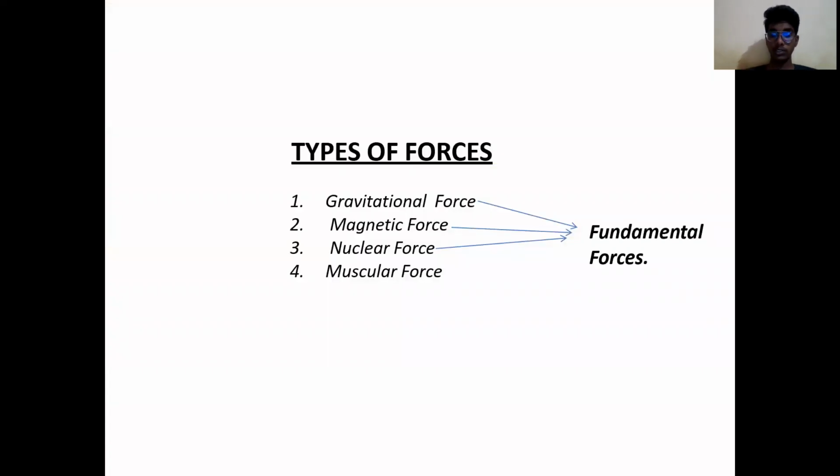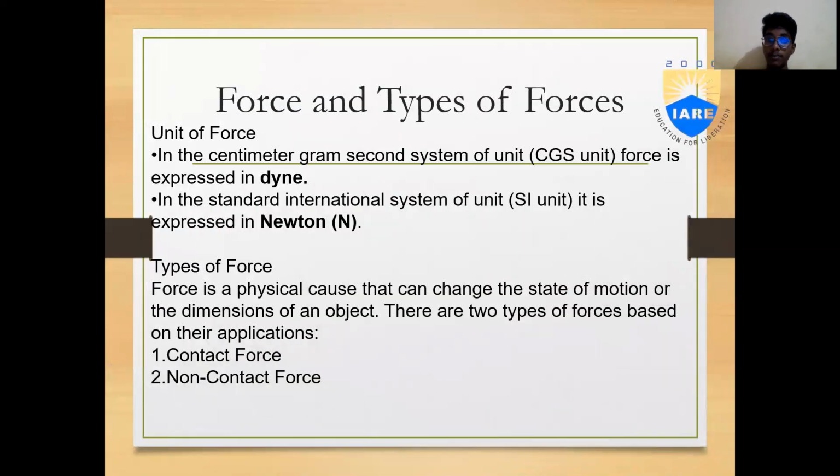So there are types of forces. Coming to our topic, there are fundamental forces: gravitational forces, magnetic forces, nuclear forces, and muscular forces. And also we can see the types of forces as contact force and non-contact force. Coming to the unit of forces, in the centimeter gram second system of units, CGS, force is expressed in dynes. In the standard international system of units, SI, it is expressed in newtons.